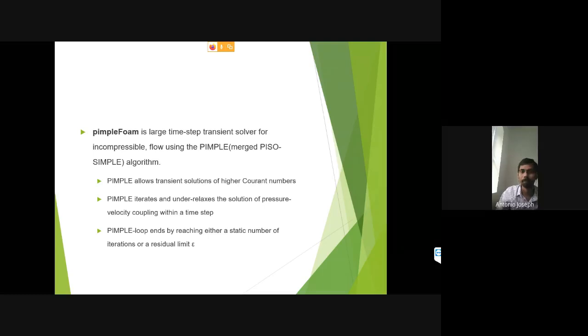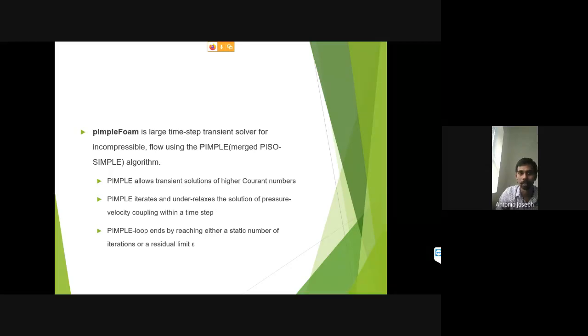Now comes pimpleFoam. Next one, pimpleFoam. It's again used for transient and incompressible flow. We were discussing piso and simple. It's a combination of the PISO and SIMPLE algorithms. That's why it's called pimpleFoam.